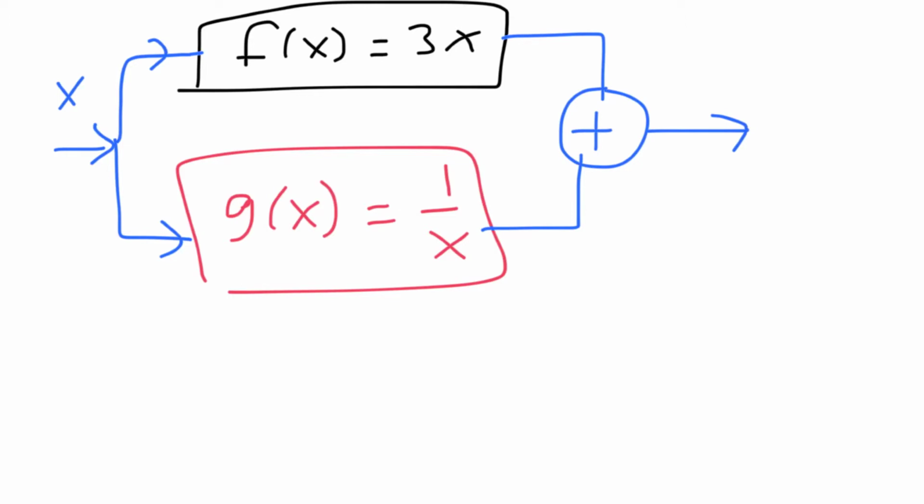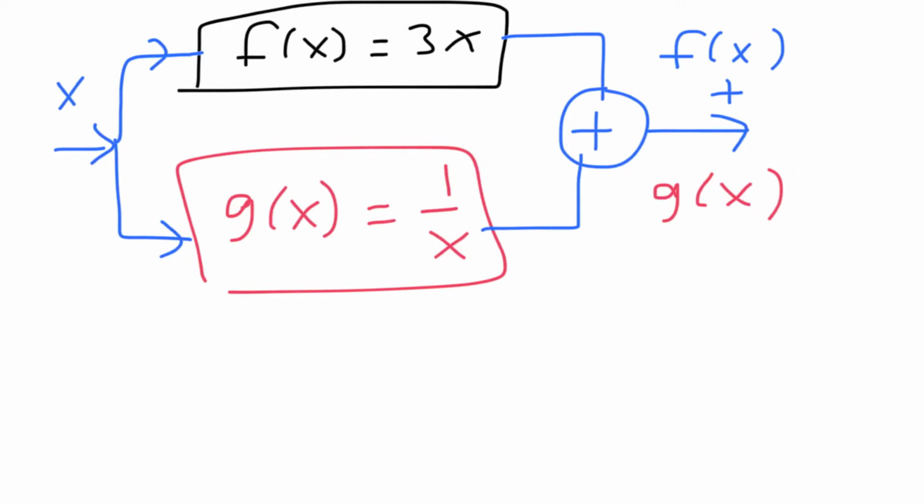What is the output now? The output will be 3x plus 1 over x. What did I do? I just added f of x plus g of x. This is the output, isn't it? But instead of writing it this way, we write this expression another way.